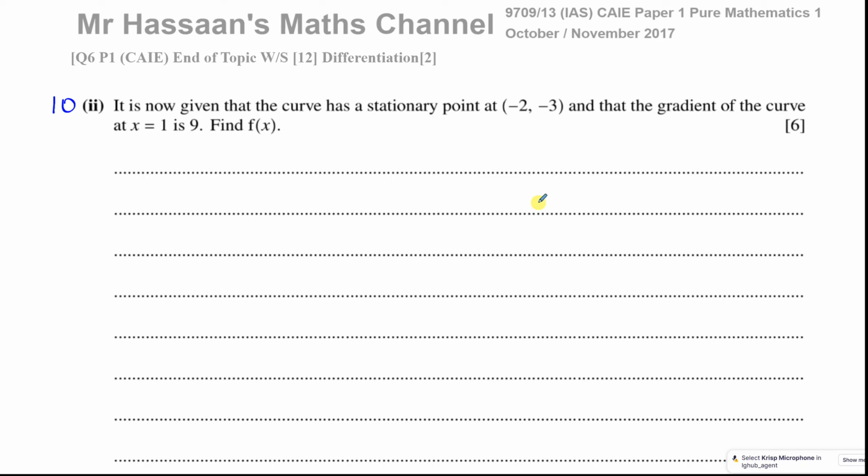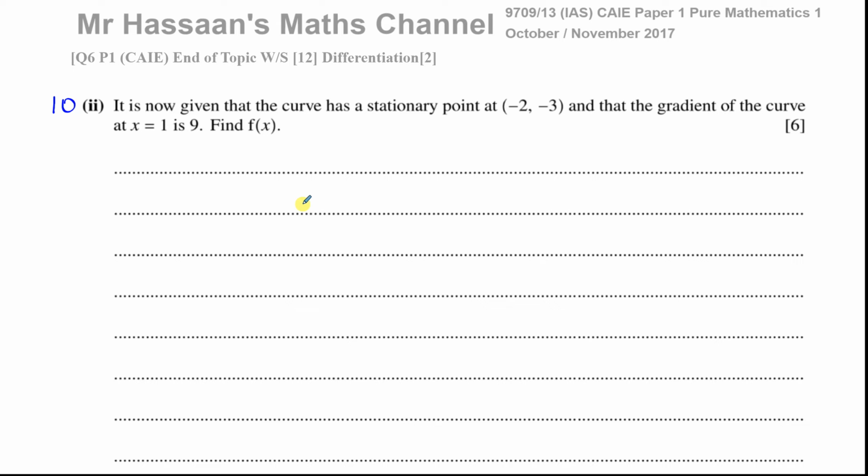And this question here is actually in my end of topic worksheet of differentiation because of part 1, but it's basically about integration. So I've saved it as a different video so that I can save it under my integration playlist as well.